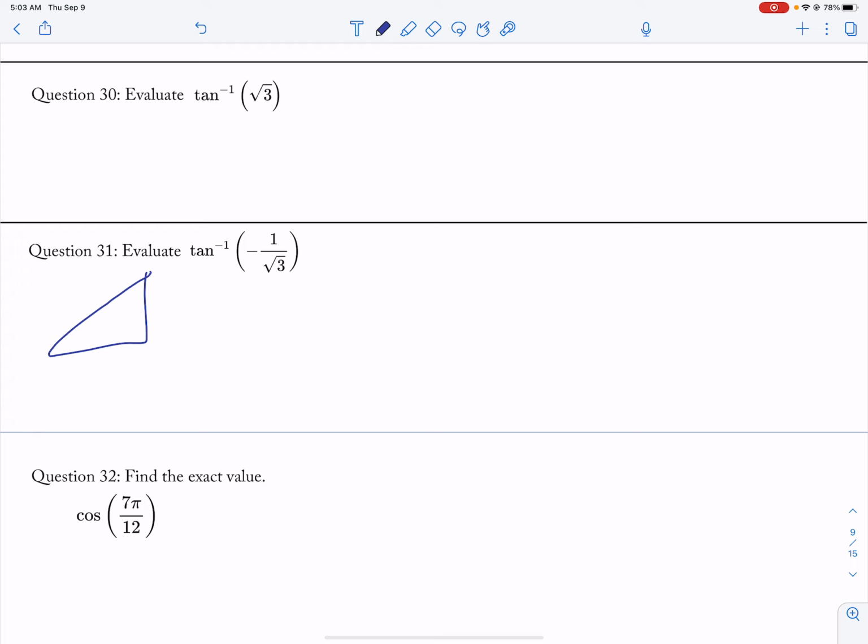Do more of these. 30, 60, 90. Root 3, 1, and 2. Tangent is valid in those two quadrants. So I'm going to be in quadrant 4. A negative, so I'm a root 3, 1 over root 3, which will be a 30-degree angle. So this will be a negative pi over 6.